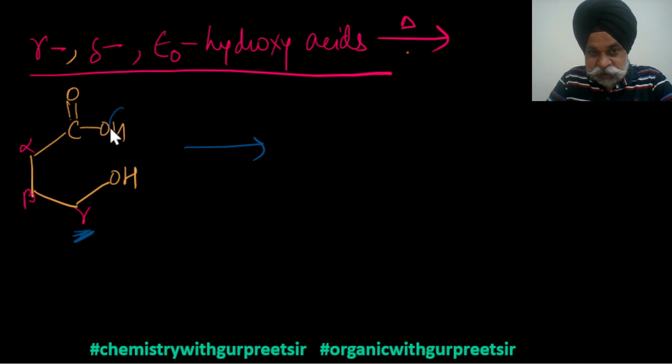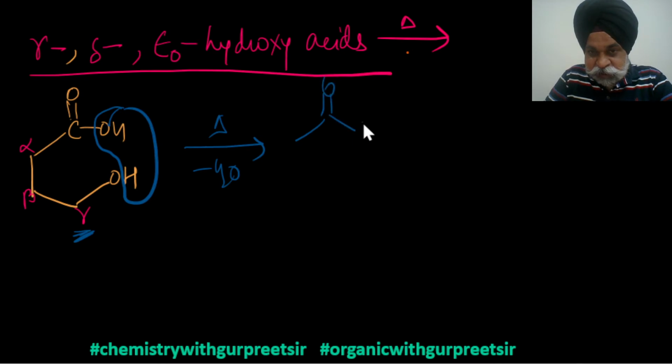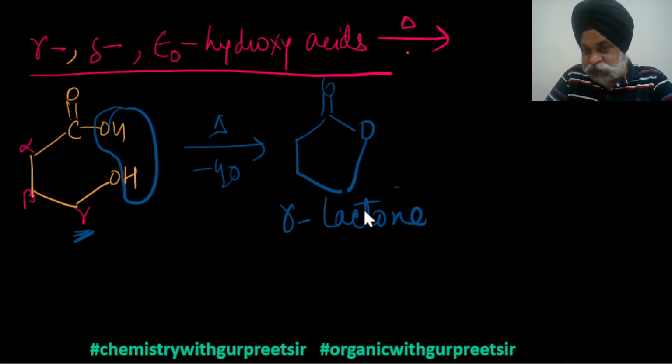So in these cases, just like this is alpha, beta, gamma hydroxy acid, here this water goes out on heating, and you get a cyclic ester, not a diester but a cyclic ester. This cyclic ester is called a gamma lactone. So this is also a very important viewpoint here.